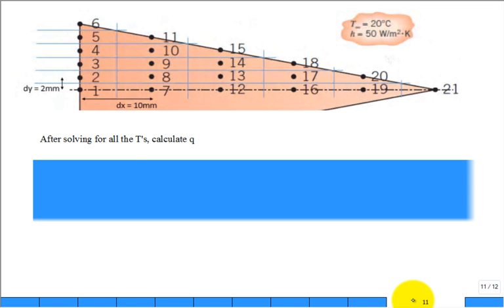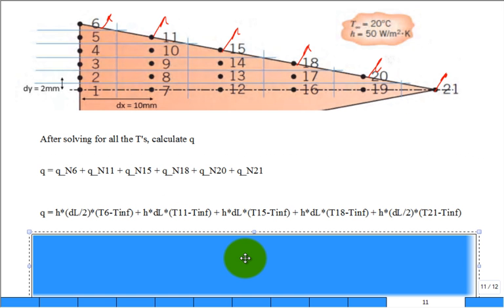All right, after solving for all the T's, we already talked about this. How do you calculate the q? You get the q two ways you could do it. One way, not recommended, conduction going into from nodes 1, 2, 3, 4, 5, 6. I don't recommend that. I recommend the convection from 6 and 11 and 15 and 18 and 20 and 21. And we already wrote that equation, and there it is, right?